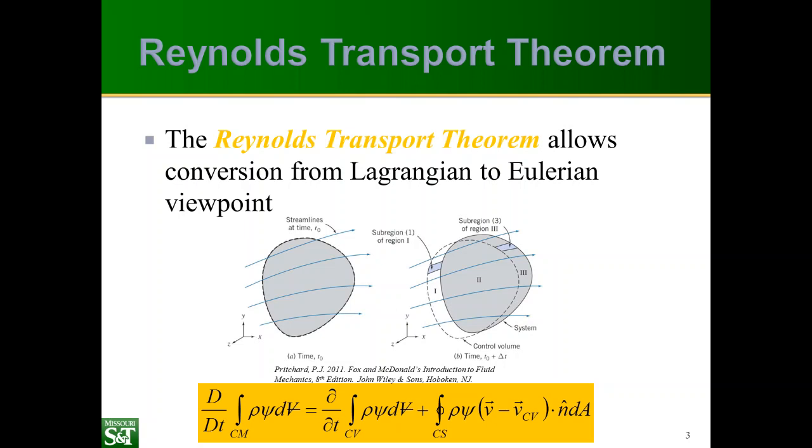It's important to note that the Reynolds transport theorem is not one of our fundamental balance equations. It's actually a mathematical identity that is used to convert our fundamental balance equations from the Lagrangian form, where they're easy to derive, to the Eulerian form, where they're easier to solve.